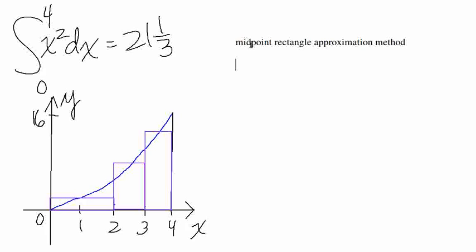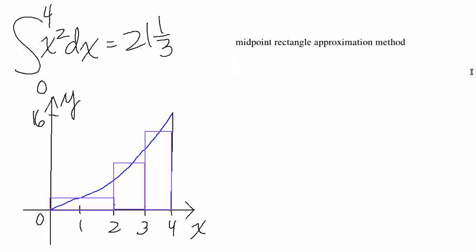approximation method. Now, the reason those rectangles correspond to the midpoint rectangle approximation method is because the points of intersection of those rectangles with respect to the blue curve correspond to midpoints of line segments with respect to the x-axis. Okay?